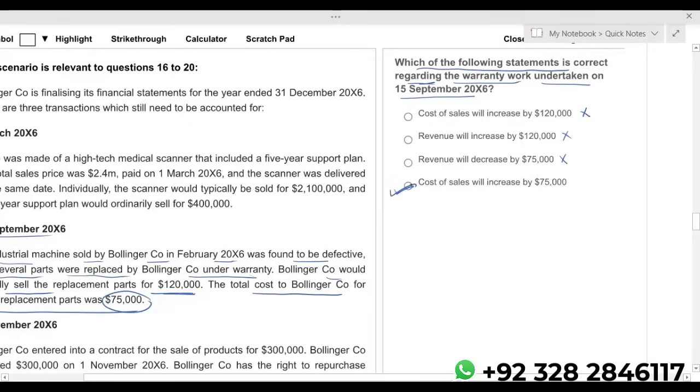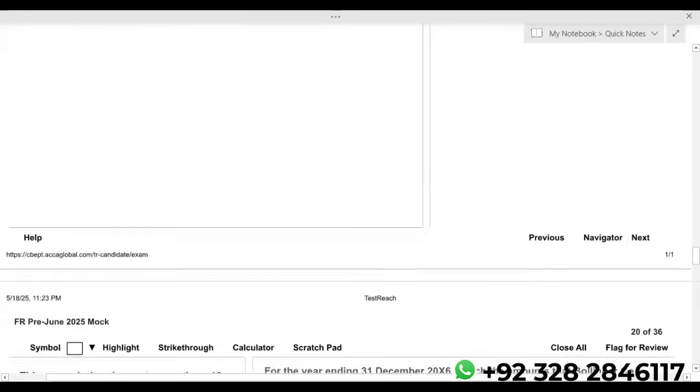Simply, why would I decrease the revenue? Makes no sense at all. They are defective goods. Okay, fine. So whatever cost I have to bear to make them correct, to rectify them, technically that will increase my cost of sale. Okay.